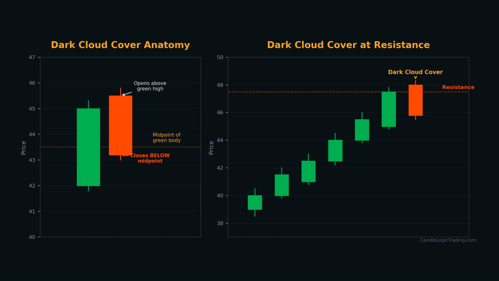The deeper the red candle closes into the green one, the stronger the signal. If it barely reaches the midpoint, it's a weaker signal. If it closes well past it, that's a strong dark cloud cover. How to trade it. Entry on the break of the red candle's low. Stop above the red candle's high. Target 2 times risk or the nearest support level.